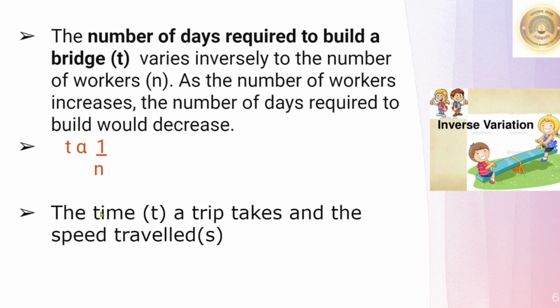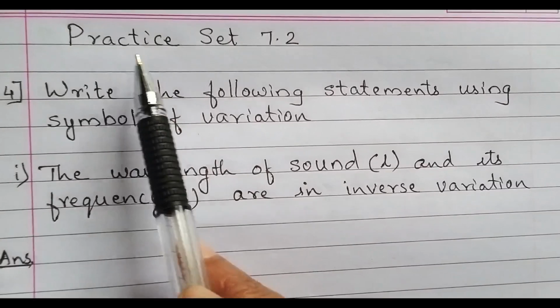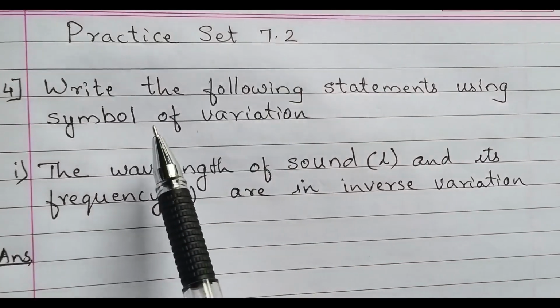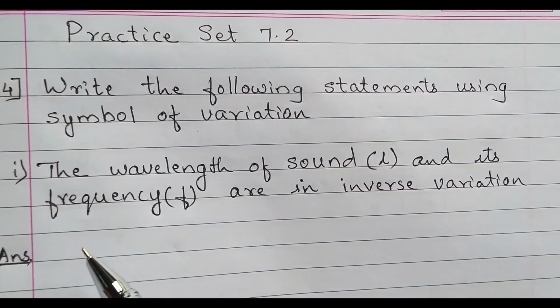Let's take another example. The time t a trip takes and the speed s travelled. We can write the relation as s proportional to 1 upon t. The two are inversely proportional. Now let's take a few examples from practice set 7.2 to write the relation of inverse variation.